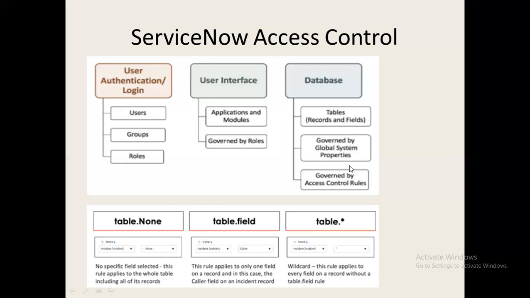These are also governed by global system properties, which we can talk about in a little while, and by access control rules, which we just discussed. So there were three things. Table.none: when we were applying an ACL, we had select table, and then there was a none option, where I said no specific field selected. This rule applies to the whole table, including all of its records. This is what is important to understand.